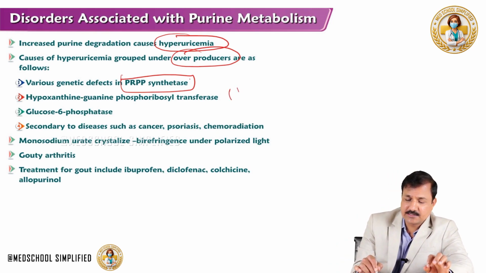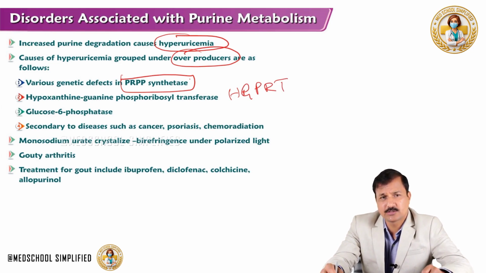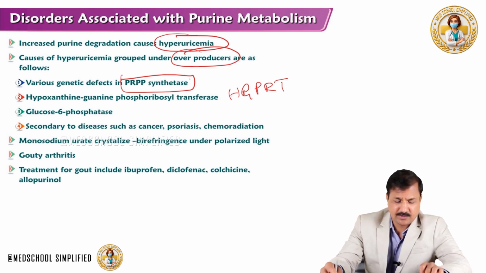Also, if there is a defect or deficiency in the HGPRT enzyme, that is hypoxanthine guanine phosphoribosyl transferase, which is a purine salvage enzyme, it will lead to Lesch-Nyhan syndrome. Absence of HGPRT will lead to Lesch-Nyhan syndrome, or partial deficiency of HGPRTase enzyme will lead to Kelley-Seegmiller syndrome. Deficiency or absence of this enzyme will give rise to excess uric acid formation by the de novo pathway. So that will lead to hyperuricemia.